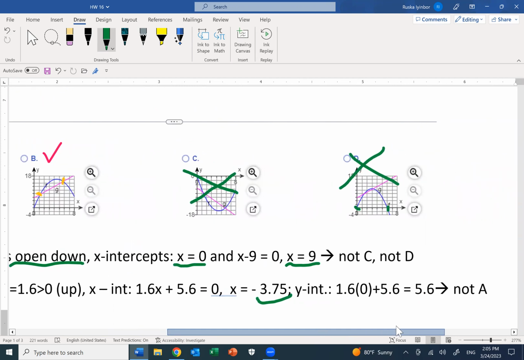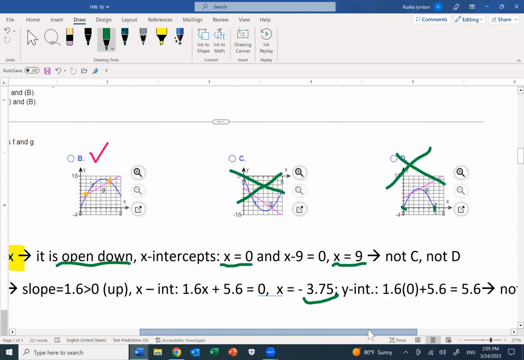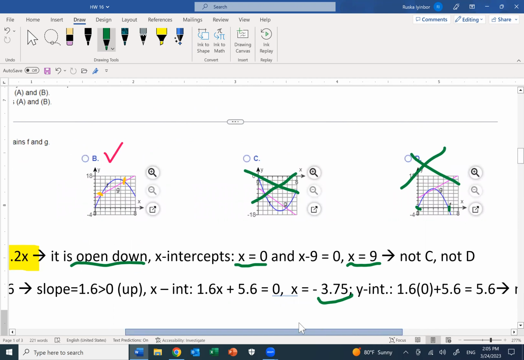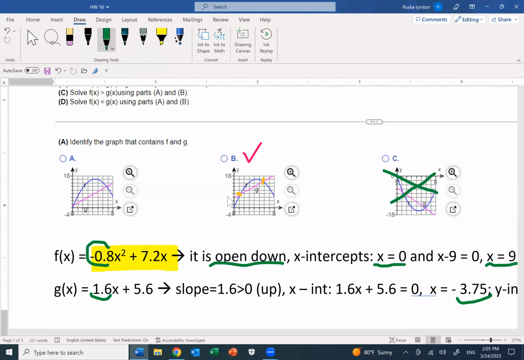And then you find the y-intercept, and the y-intercept is at 5.6. Y-intercept is when you replace x with 0, you get 5.6. So looking at the graph, this graph is at 5.6. This is the point where you cross the y-axis, and this one is a little lower. So it's not A. That's why we pick graph B as the right one. Okay, that's how you pick the right graph, just analyzing the linear and the quadratic function we were given.